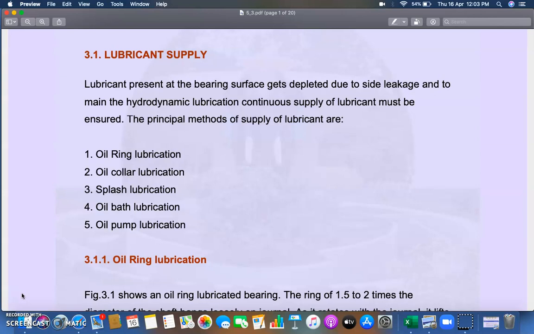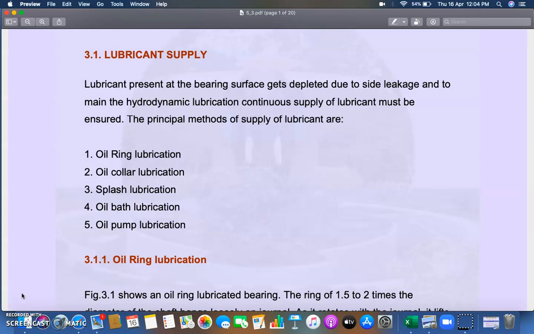So now we came to the second and third part of the design of bearing, in which we will discuss the lubricant supply. Lubricant is present at the bearing surface and it gets depleted due to side leakage, and for the main hydrodynamic lubrication, a continuous supply of lubricant must be ensured, because if it is not maintained, then there will be flaws and defects in the running of the bearing.